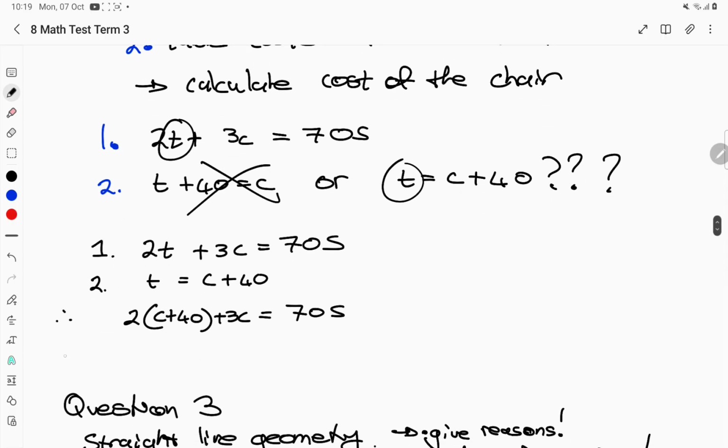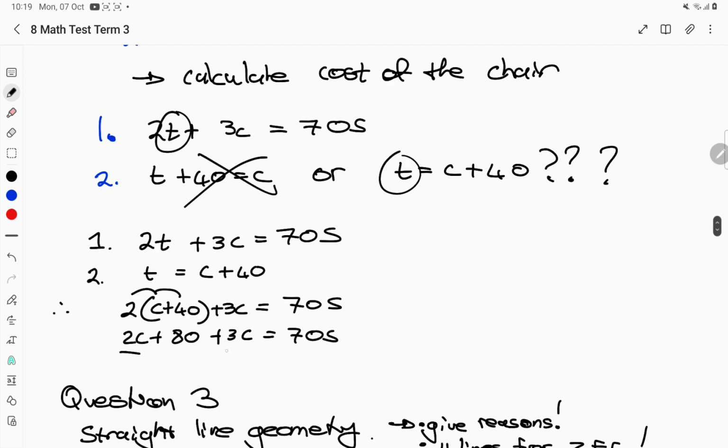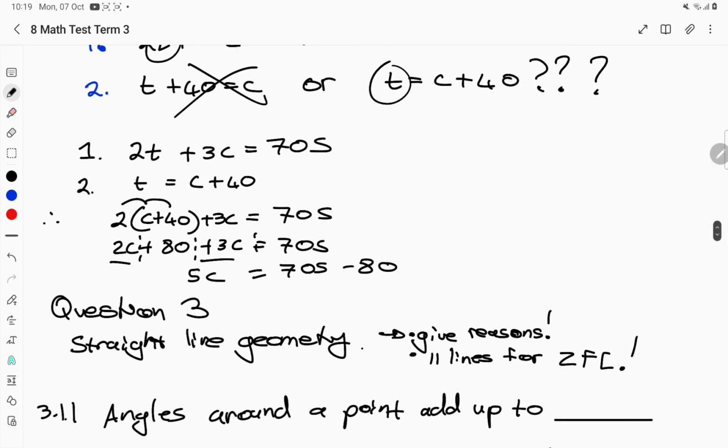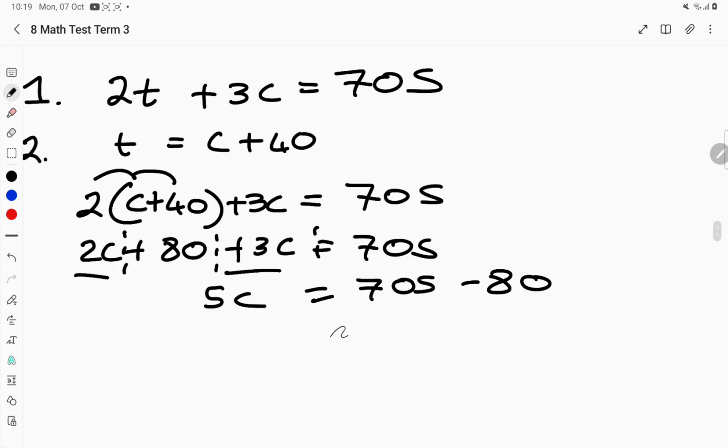And then we just do our algebra. 2 times C is 2C. 2 times 40 into the bracket there is 80 plus 3C equals 705. And we end up with a 2C plus a 3C, split our terms over here, is a 5C. And 5C, and then we take that plus 80 over, we have 705 minus that 80 term. Let me make some space. There we go. 705 minus 80 is equal to 625. So 5C is equal to 625.